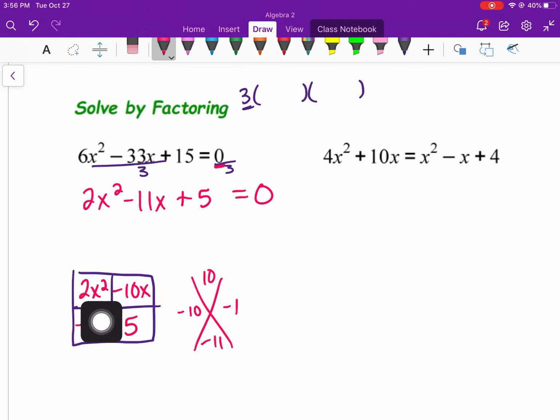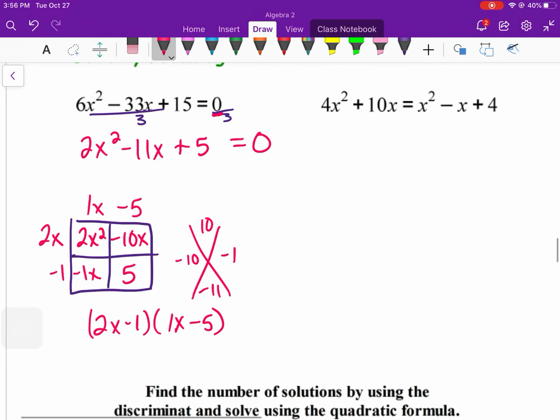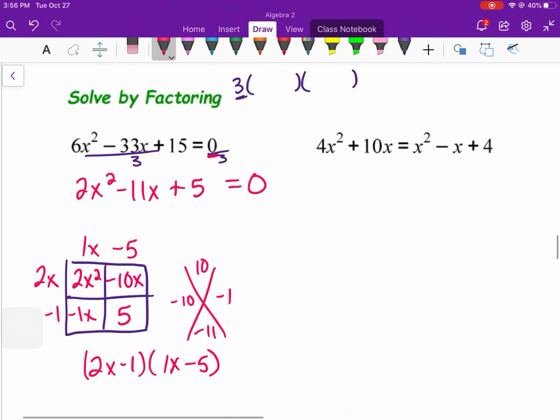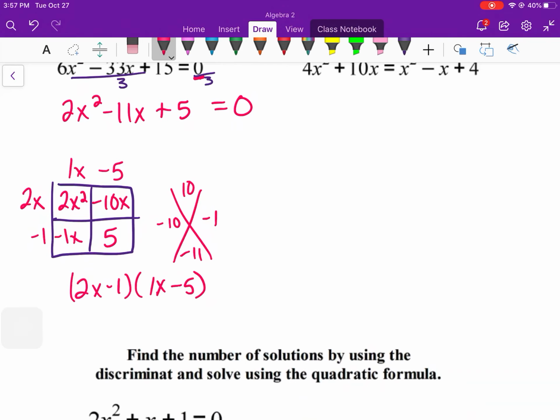Now if I look at these two, 2x and 10x, they're both divisible by 2x, so I'm going to put that here. Then 2x times 1x is 2x squared. 2x times negative 5 is negative 10x. And 1x times negative 1 is negative 1. So it factors to 2x minus 1 times 1x minus 5, or just x minus 5. So if I was factoring it, I would need the 3 out front for my final answer.